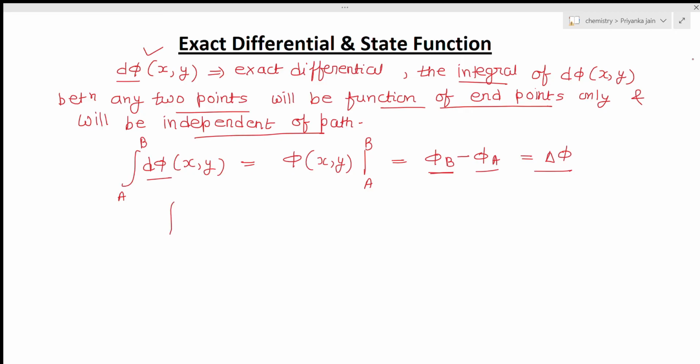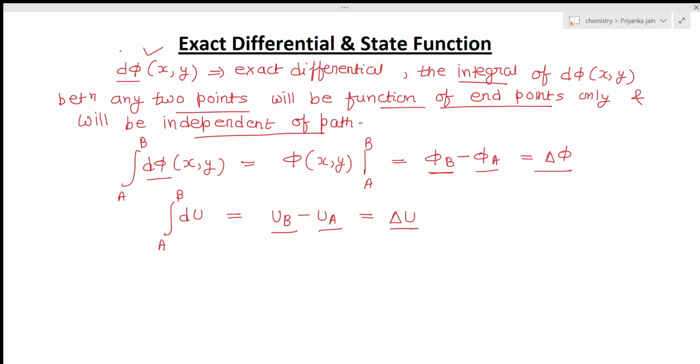Similarly, if we are taking the integral of internal energy, then this will be equal to U_b minus U_a. It means the internal energy of state b minus the internal energy of state a, or it will be equal to ΔU. It means it does not depend upon the path.